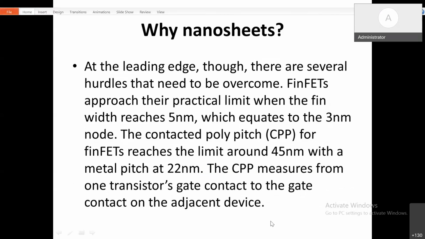So when we go for the trailing edge and leading edge concepts, sometimes the FinFETs practically approach a limit of 5 nanometer, which equates to a 3 nanometer node. When we talk about the fin width of 5 nanometer, we call this the technology 3 nanometer node process. And here also one of the specifications is the contacted poly pitch. They reach a limit around 45 nanometers with a metal pitch at 22 nanometers. Very critical parameters are there.